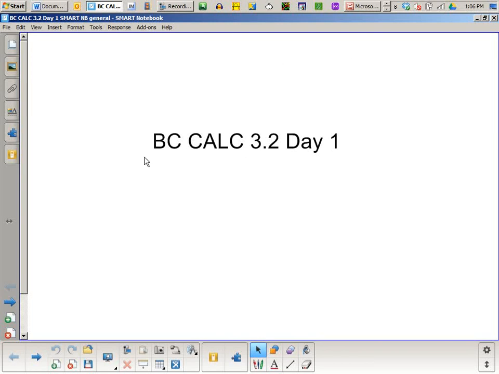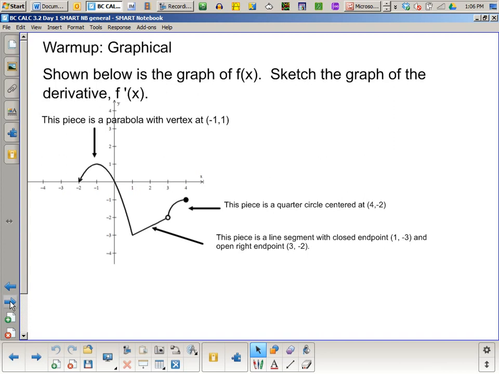Okay, so 3.2 day 1, we're talking about differentiability today, more specifically. We kind of started on it yesterday. I tried to sneak a little bit of 3.2 day 1 into 3.1 day 2, and there's a little bit of tomorrow snuck in here too. That way we're kind of overlapping our lessons a bit.